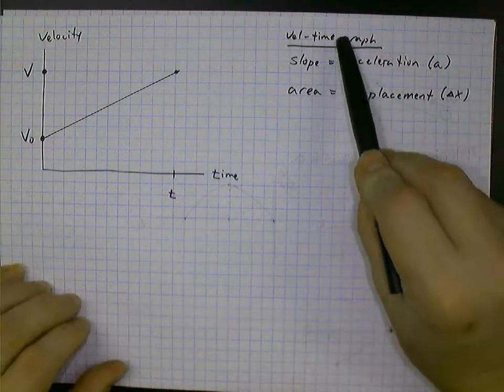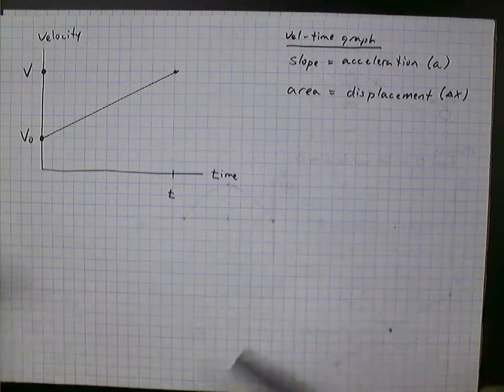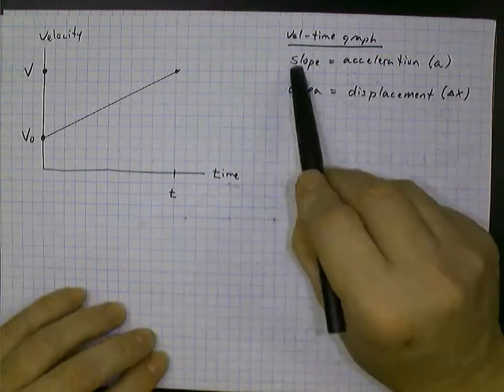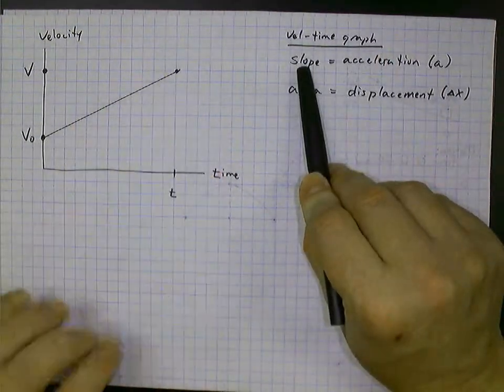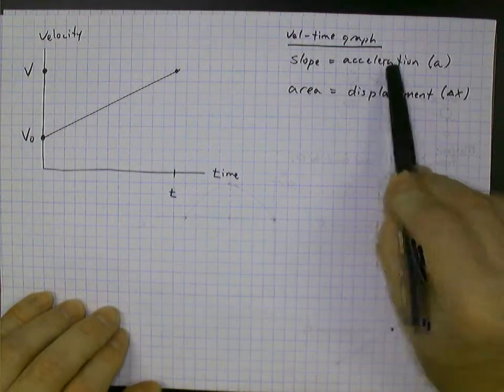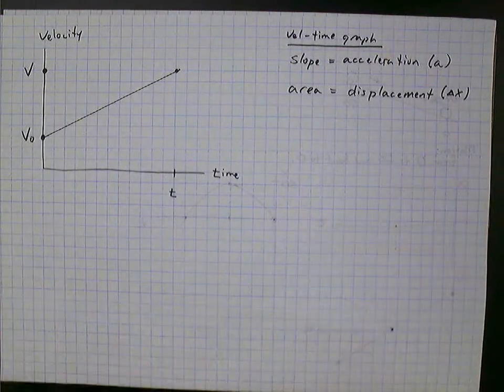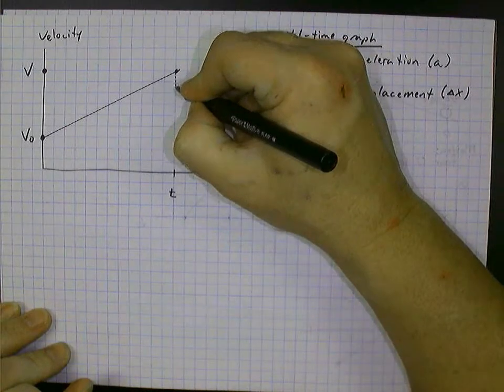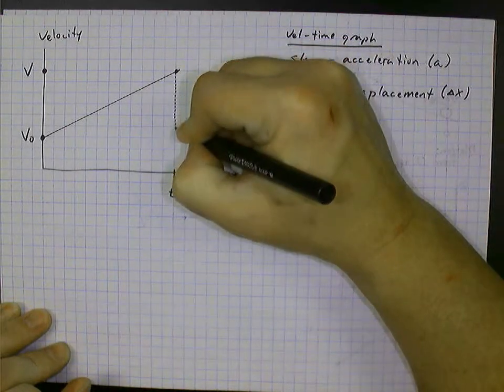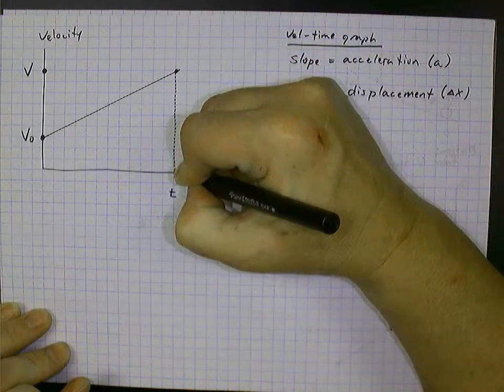I wrote over here a couple of the basic big ideas that we need to always keep in mind. Okay, slope of a velocity graph is the acceleration of the object. The area is the displacement. So just to help visualize the area, I'm going to drop a line down here to the time axis.